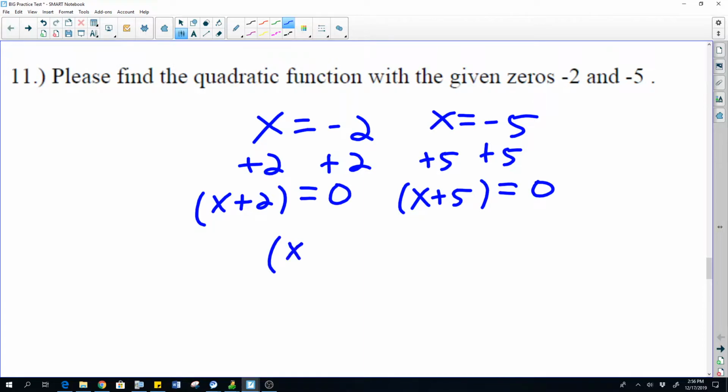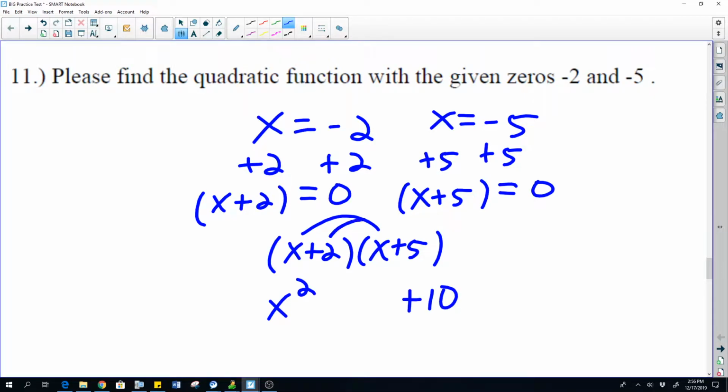Then all we have to do is put those together and multiply them to get our original quadratic function back again. So we do x times x is x squared, right? And then 2 times 5, what's 2 times 5? 10. That's our eyeballs, our eyes.